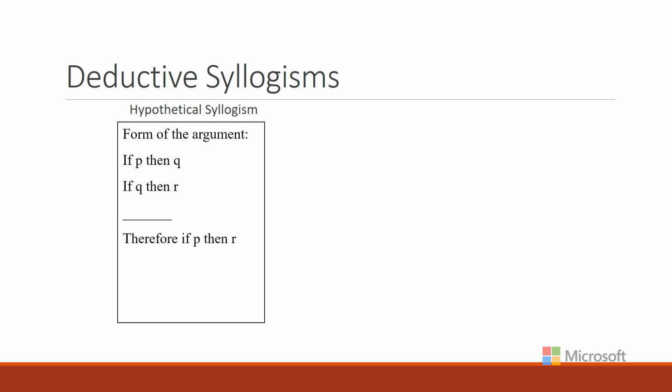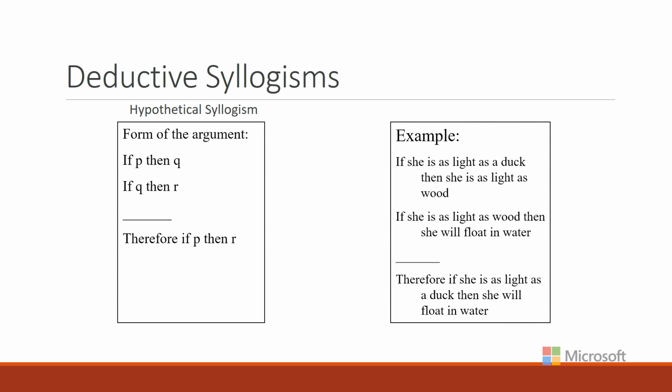All right, so we're taking the consequent of the first conditional and making it the antecedent of the second conditional and introducing a new consequent. And then in the conclusion, we take the antecedent of the first conditional and associate that with the consequent of the second conditional in a new conditional in the conclusion. All right, so here's an example.